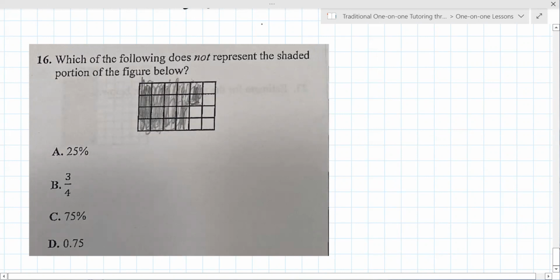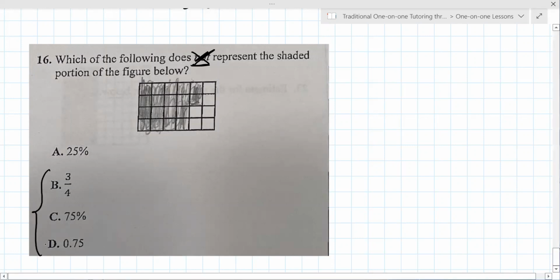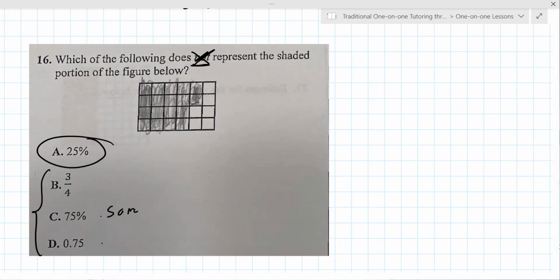So it says, which of the following does not represent the shaded portion of the figure? For problems like this, I just ignore the "not," and I say, well, which ones do represent the shaded region? I know 25% isn't. Notice that all of these are the same: 3/4, 75%, these are all the same. So therefore it must be the one that is different.